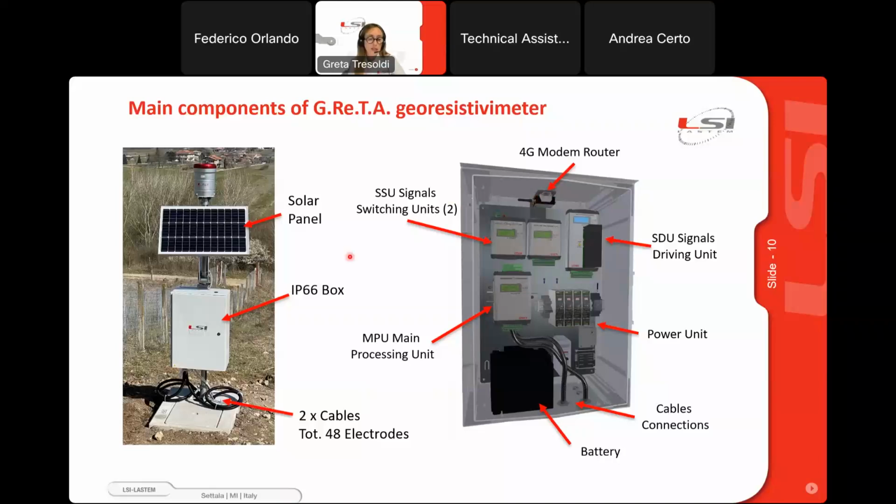Then the hardware part is composed also of 2 cables with 48 electrodes. So the number is fixed. What can be changed is the distance between the electrodes, which can influence the length of the profile and the depth of investigation.